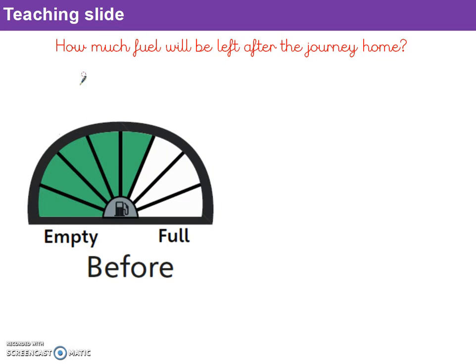So with this, I'm going to use my fuel gauge as a bar model, and I have my 5/8 highlighted green. I'm simply going to cross off 3 of them. That's 1/8, 2/8, 3/8. And we can see here that I've got 2/8 that are left.